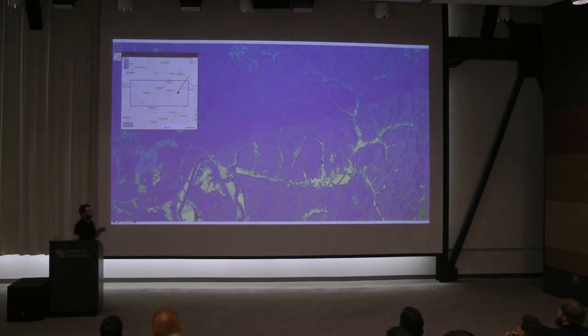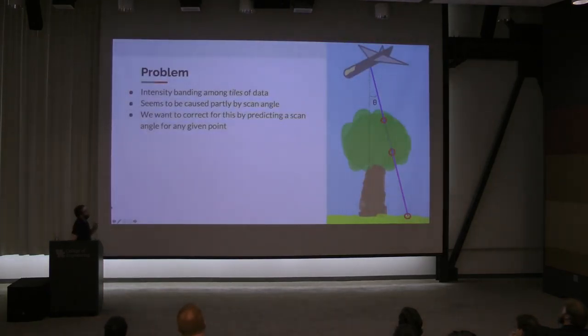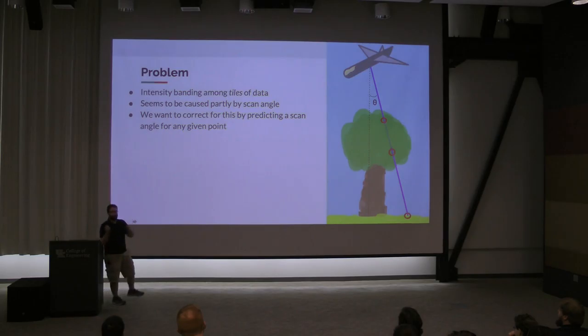But as you view these piles of data along larger scales, you can notice these bands of intensity, which is just a way to color the point cloud, and the ranges of intensity aren't consistent between larger regions, which is obviously a problem. So what we conjectured causes this for the most part is the scan angles. Basically, if you have your plane with the LIDAR sensor, it's the angle formed by the scan line and the nadir.